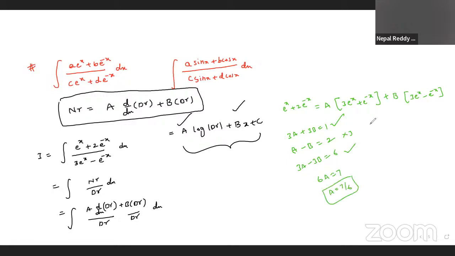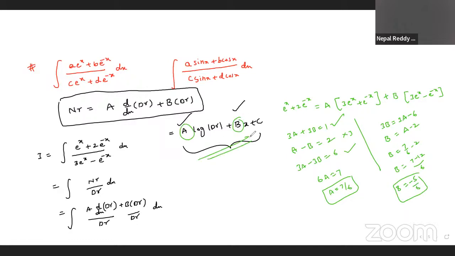Next, 3b written as 3a minus 6. Therefore, b equal to a minus 2. Therefore, the value of b equal to 7 by 6 minus 2. b equal to 7 minus 12 divided by 6. Therefore, the value of b equal to minus 5 by 6 only. Here you have found the value of a and b. That is your answer.